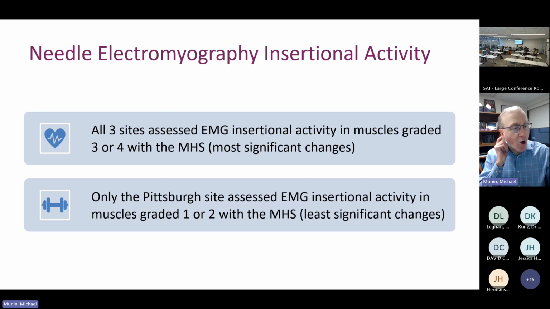So all 3 sites assessed EMG insertional activity in muscles that were graded modified Heckman 3 and 4. And again, these were the muscles with the most significant changes. Only my site assessed the EMG insertional activity in muscles graded 1 or 2, the least significant changes. And this has allowed more balanced numbers between the 2 groups.